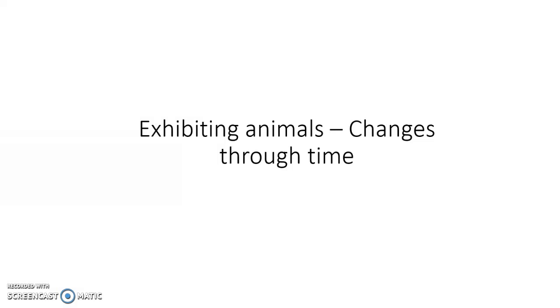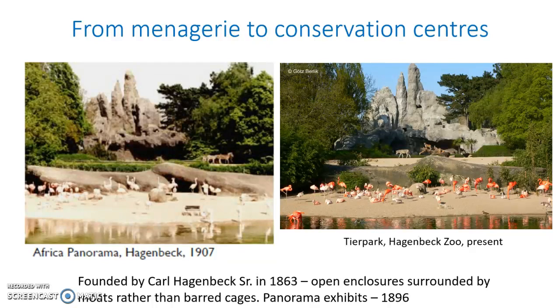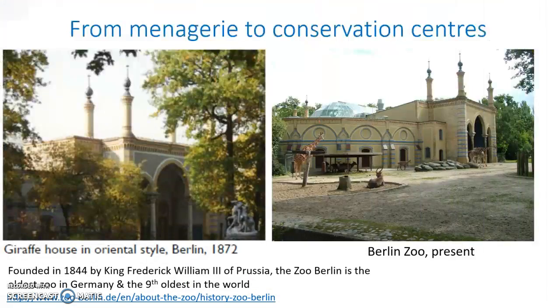So let's have a short walk on how the exhibiting animals changes through time. Back then, zoo was firstly used as menagerie, as early as 1872. So like this one, this is Giraffe House, and this is the present version of this place. So it is still there.